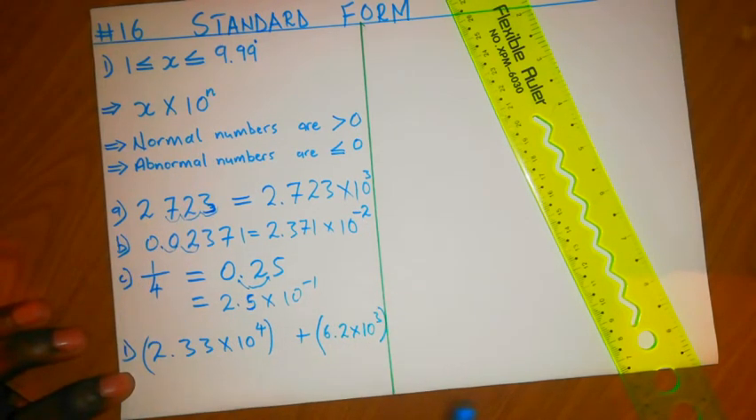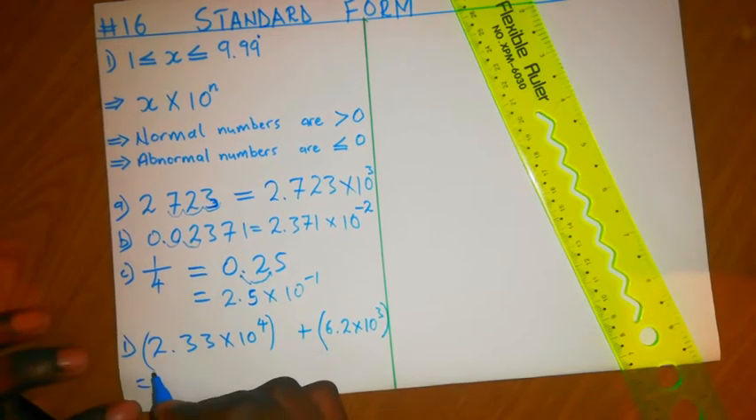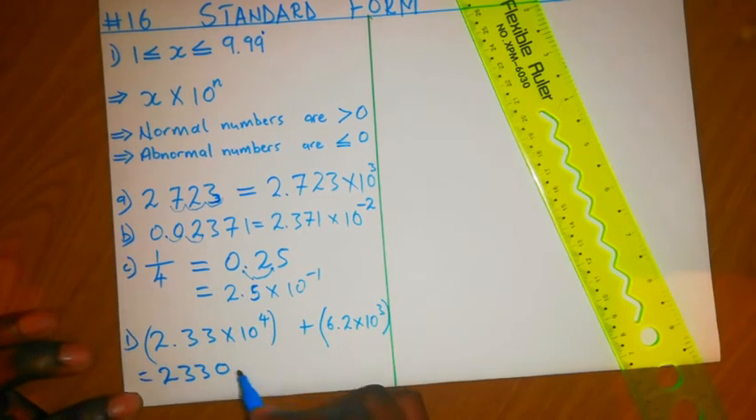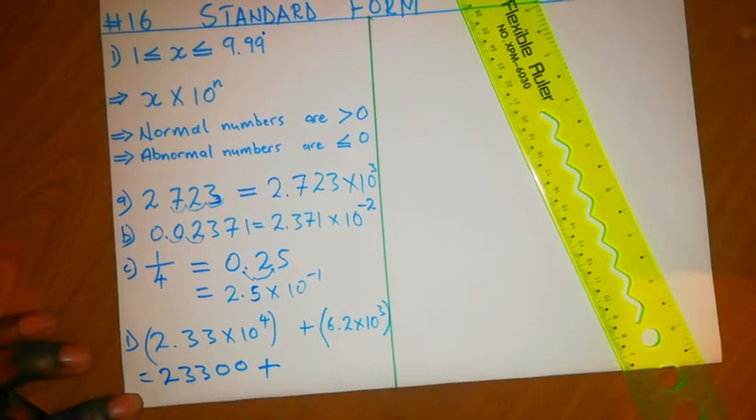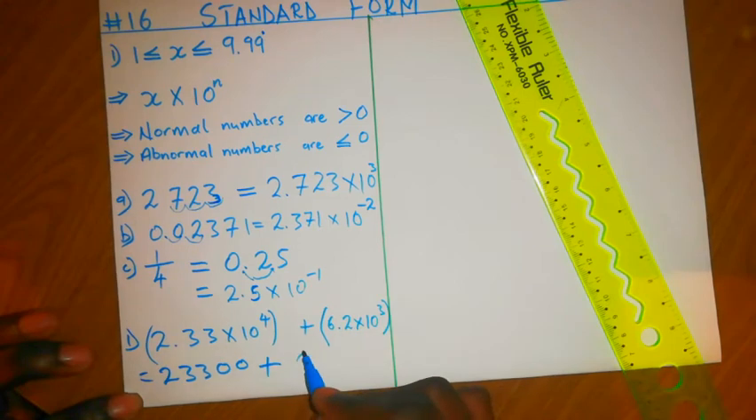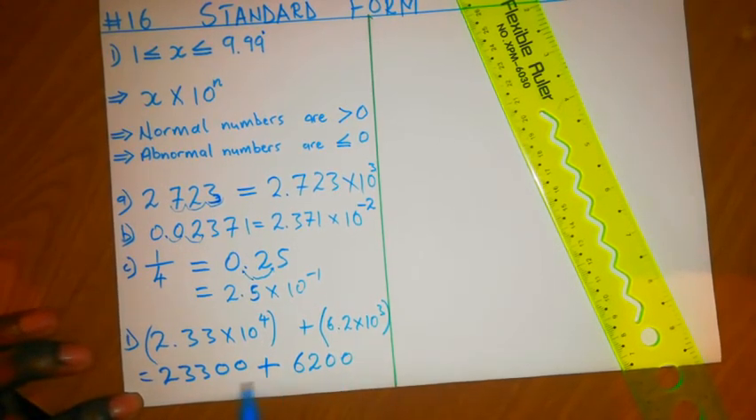It will make it easy for you to understand these standard forms. So in this case, if I move my comma 4 times, I'm going to add on 2 zeros. So I'm going to have 2, 3, 3, then 2 zeros, plus, on this side, I'm going to move my comma once and then add how many zeros? 2 extra zeros. So it's now 6, 2, 0, 0. I'll then add these numbers.